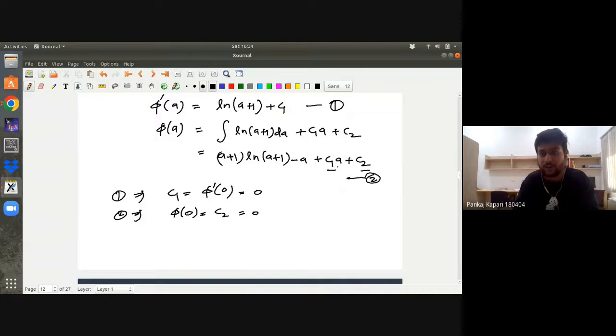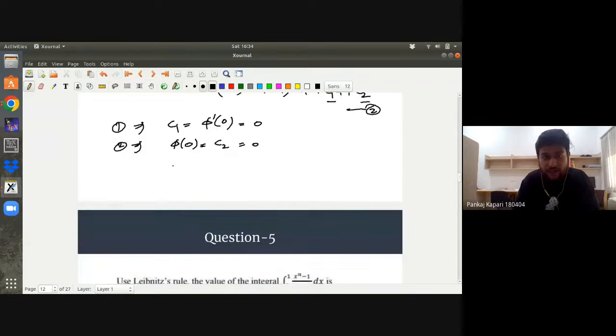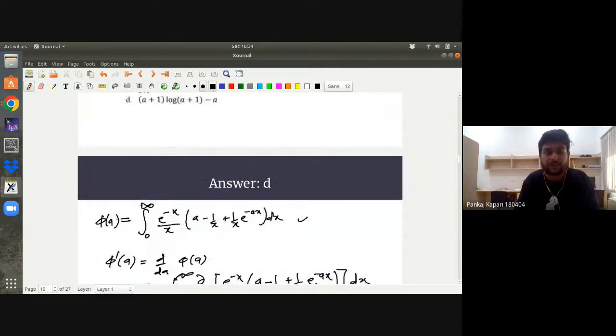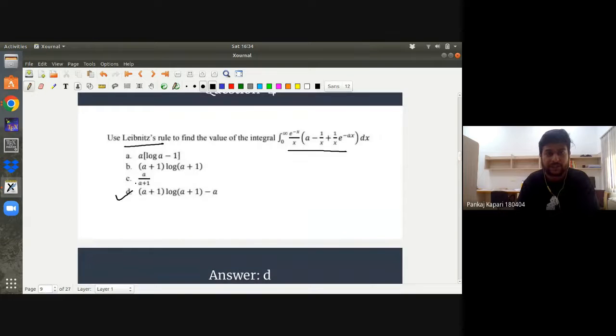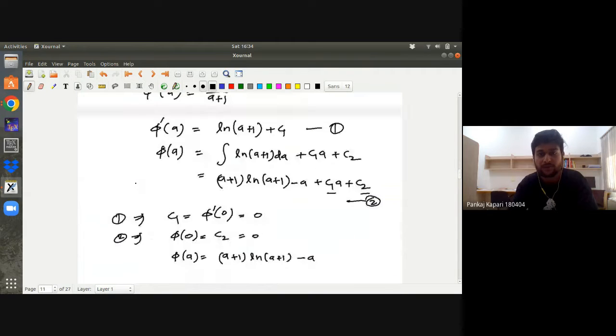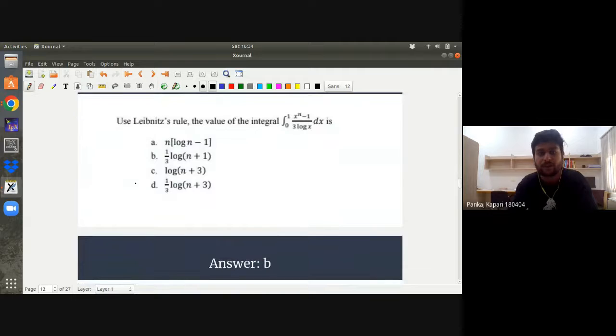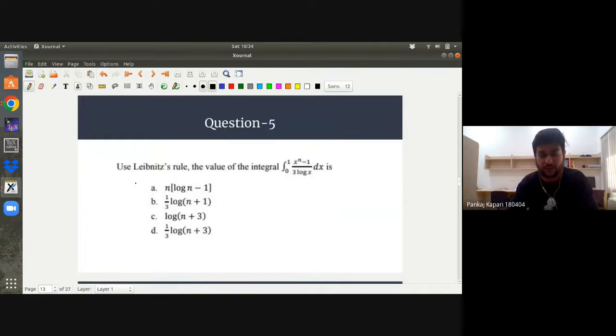So these values of c1 and c2 will become 0, and hence phi of a is equal to a plus 1 log of a plus 1 minus a, and therefore the correct option is D. Okay, so there is again another, in the question number 5, there is again another integral, improper integral, and we have to find its value using the Leibniz rule.